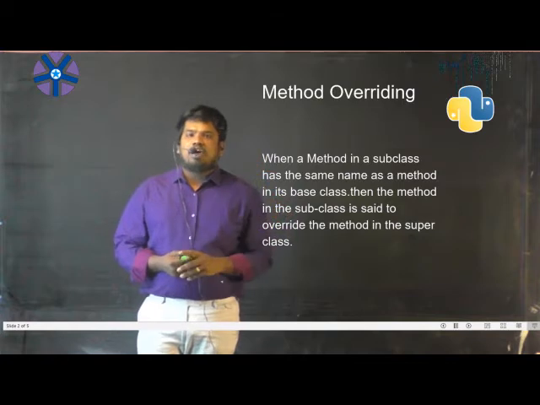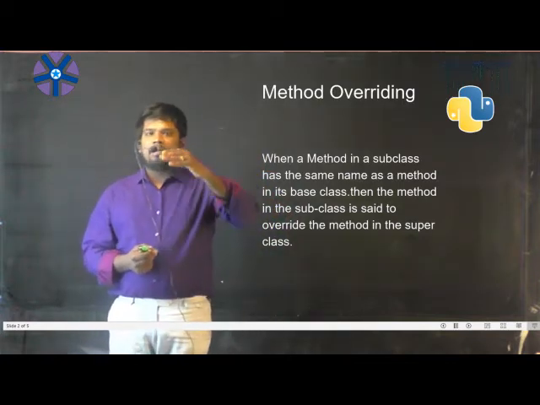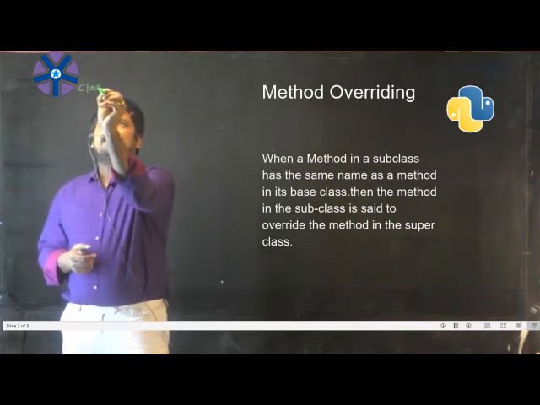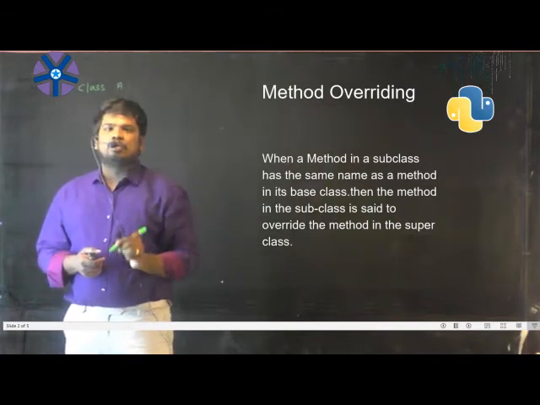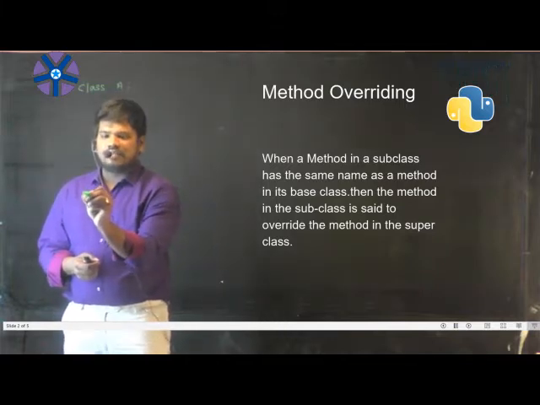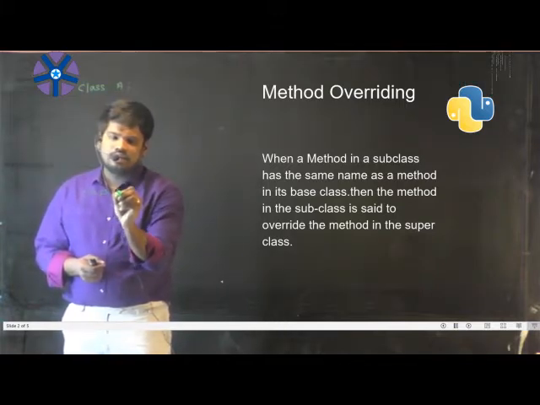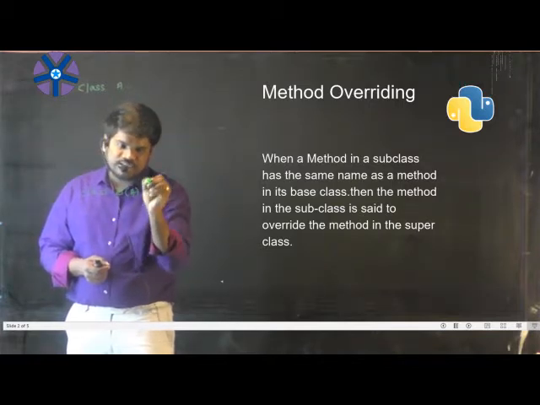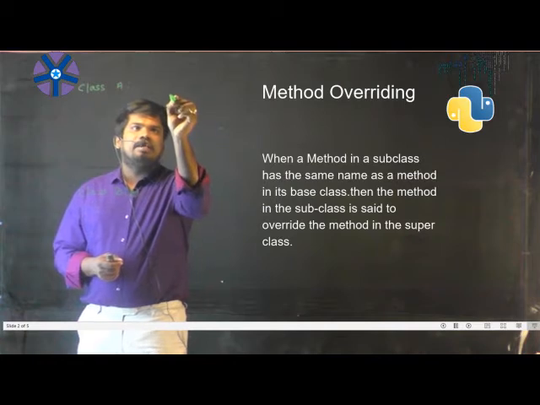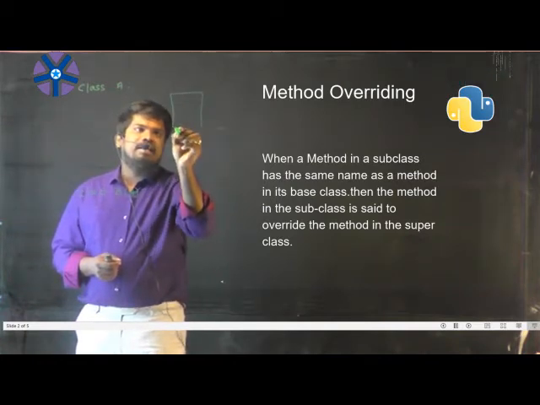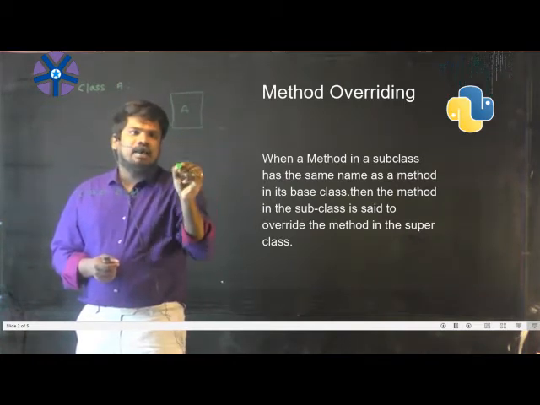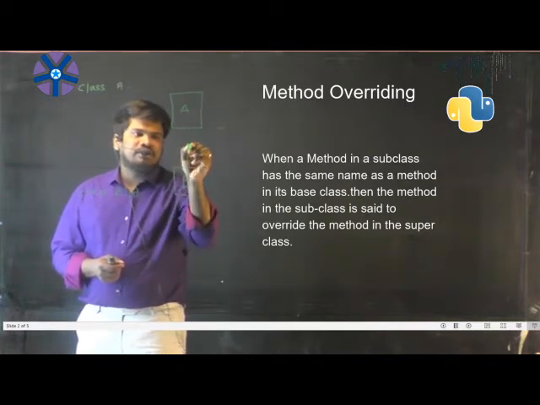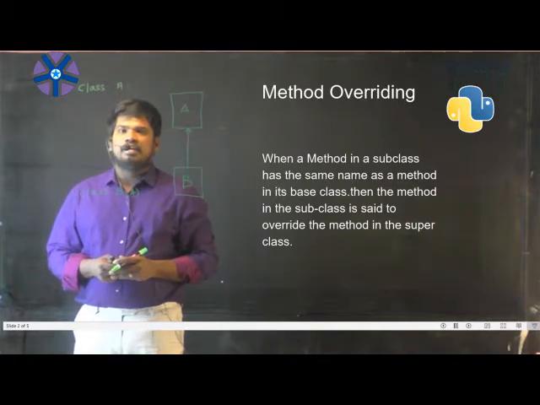So coming to method overriding, for example, I am having a class A. Observe carefully. I am having two classes, class A, and here a class B, which is inheriting the class A. The pictorial representation is: here I am having one class, this is class A, and here one more class, that is class B. This class B is inheriting the properties from class A.